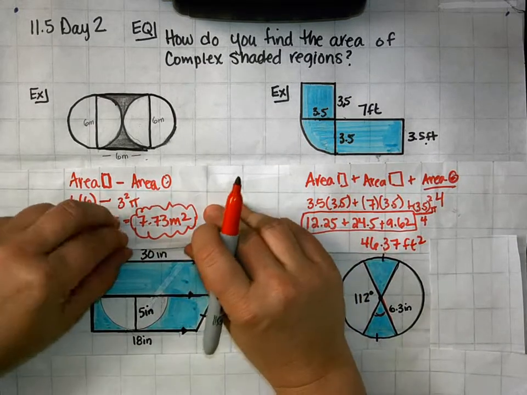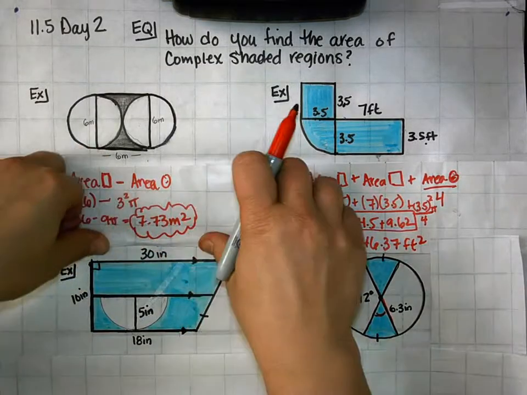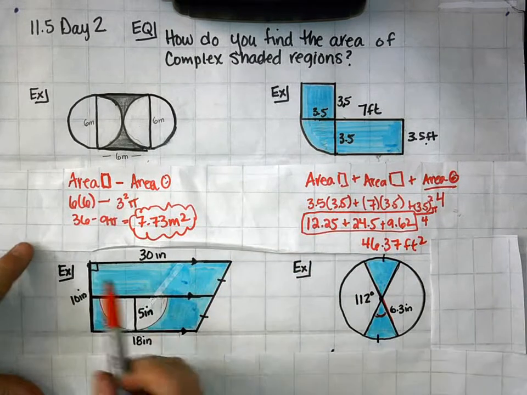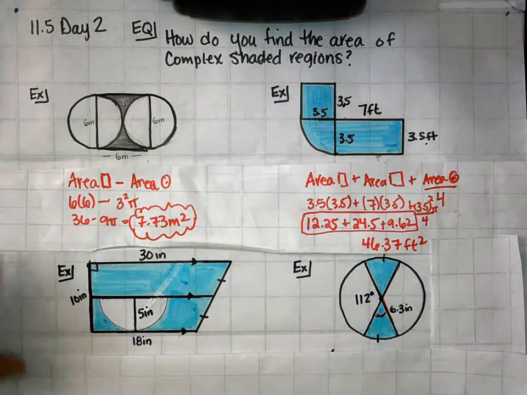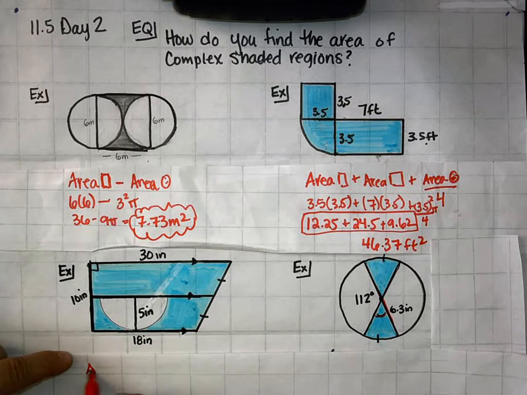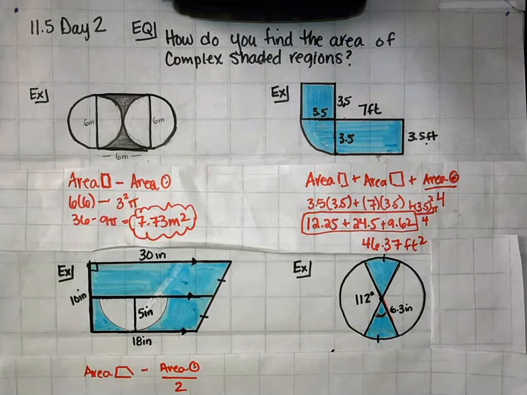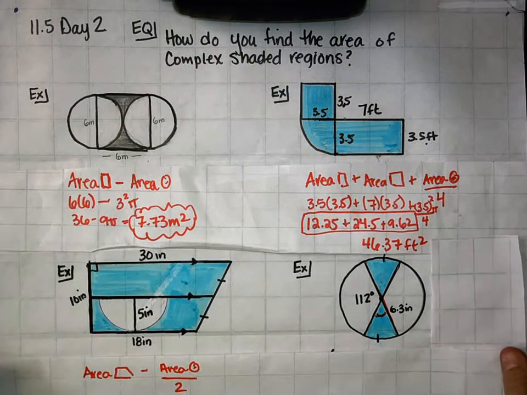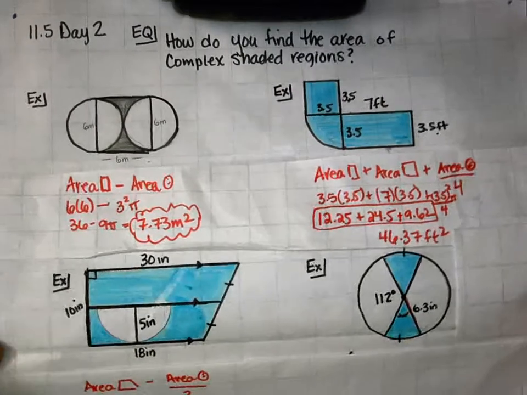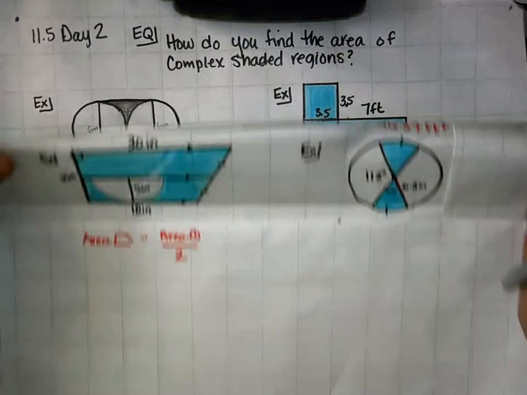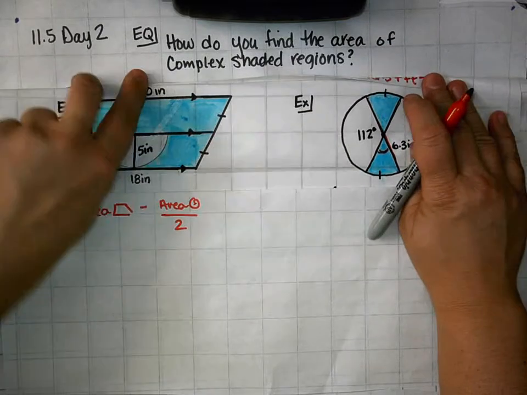Looking at this next example here, looks like we're covering up a little bit, so we'll fix that. This is a trapezoid, and so we need to find the area of a trapezoid, and then we're going to subtract the area of this circle that's cut out, and there seems to be only a half of a circle there, so that's why we divide by 2. We're just trying to adjust this so that we can see what we're working on here.